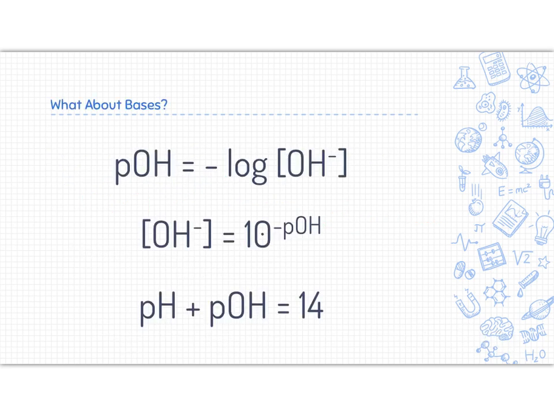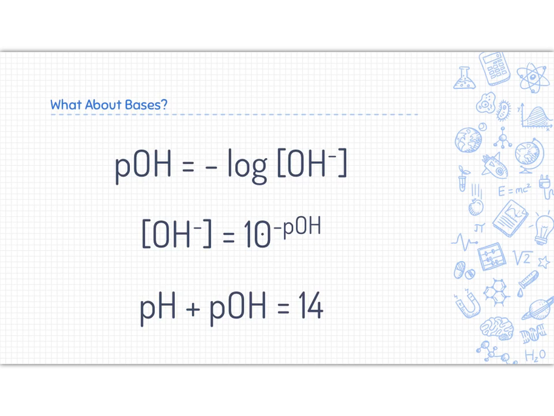What about bases? We can use the formulas very similarly for pH to find the pOH, which is just a relationship for bases, whereas pH was a relationship for acids. We just use pH to describe everything. So pOH is the negative log of the OH minus concentration. Just the same, but different ions. The concentration of OH minus is 10 to the negative pOH.